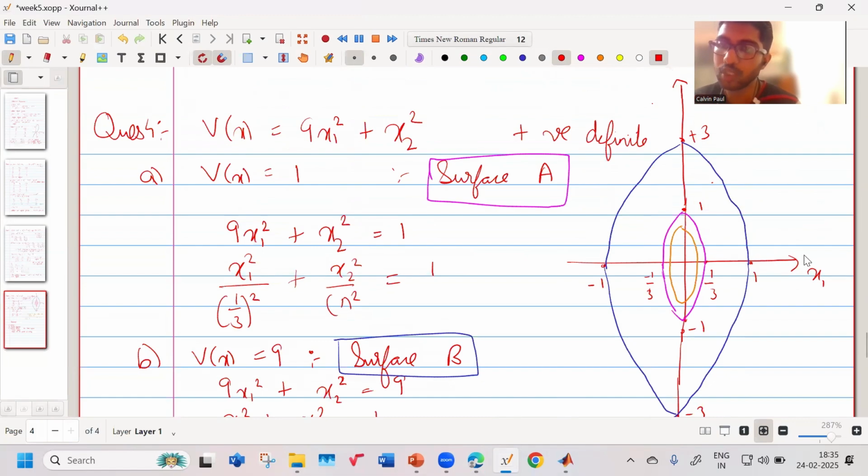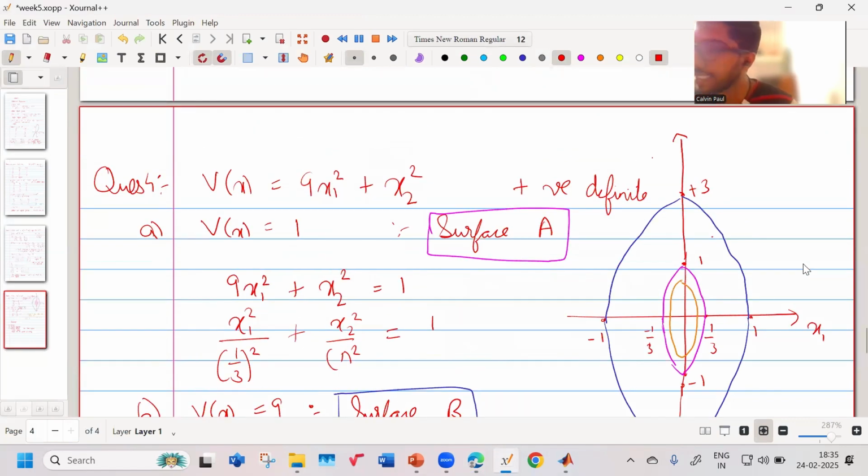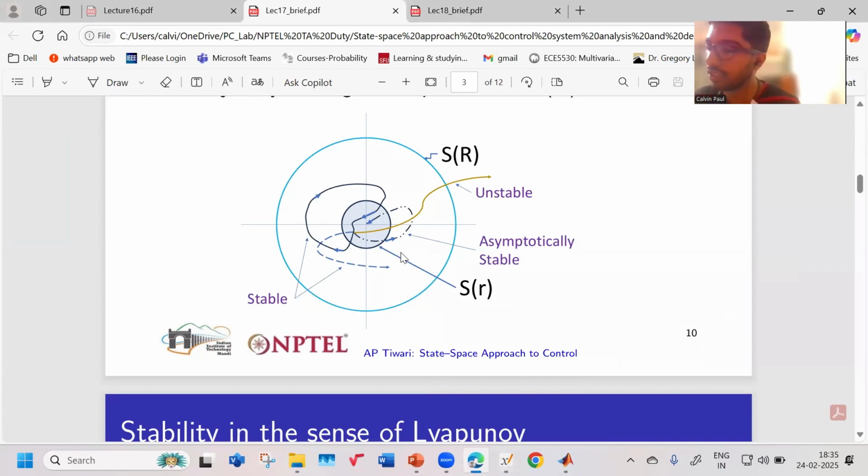This is considering two dimensions, that is, I have x1 and x2. But when it becomes n-dimensional or multi-dimensional, they consider a sphere, as shown over here. So there is a sphere S of small r, and there is a sphere S of capital R.